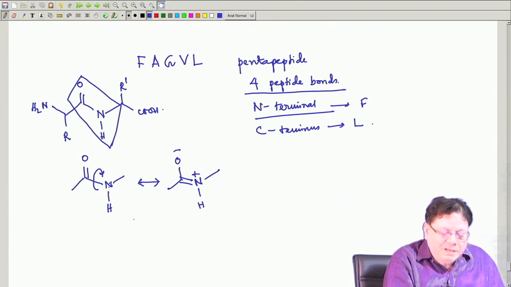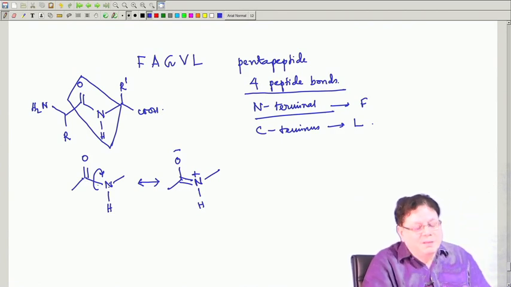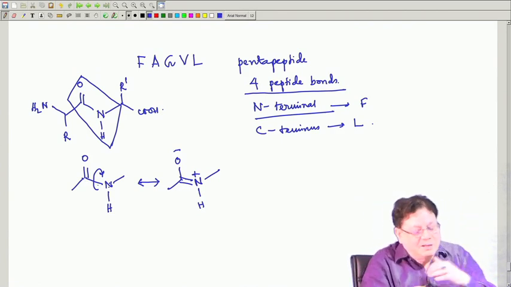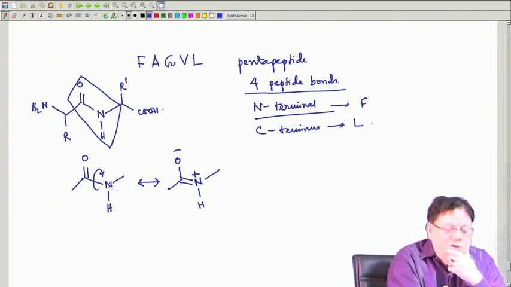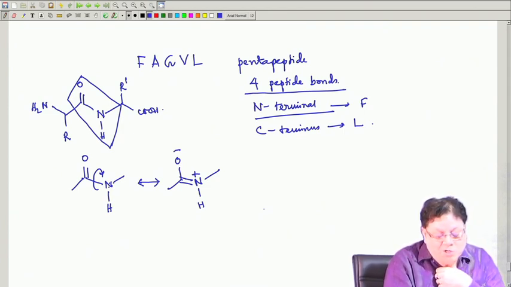Now, if that is the structure, then there is sufficient double bond character between this carbon and nitrogen. So, that explains that this carbon nitrogen bond is actually quite rigid, and very little rotation is allowed between this carbon and nitrogen. So, that is number 1.